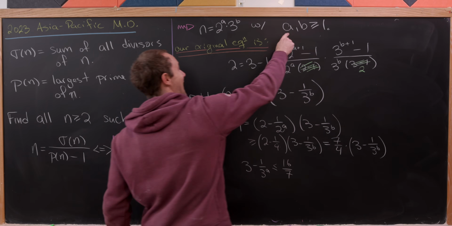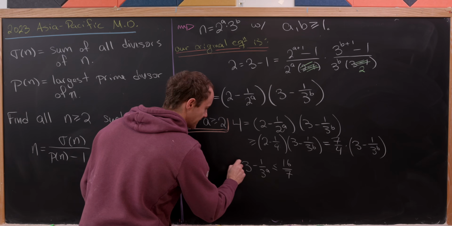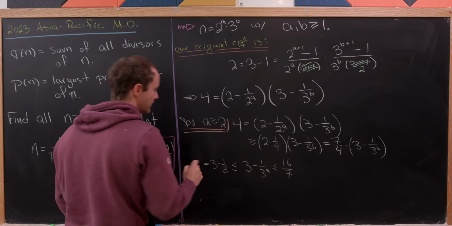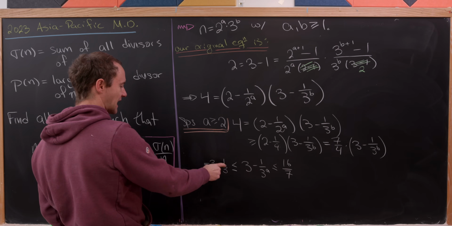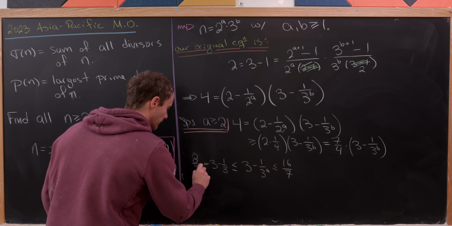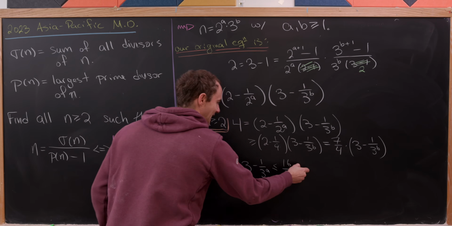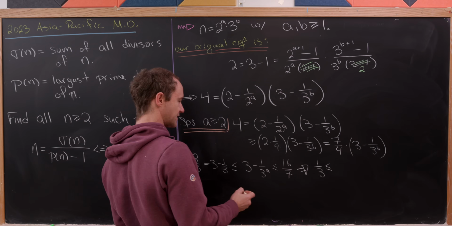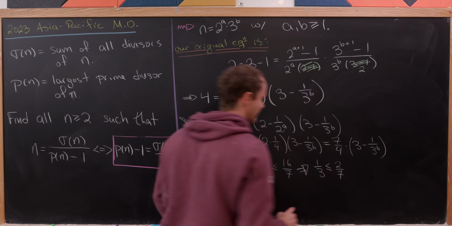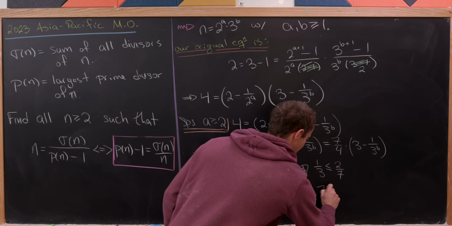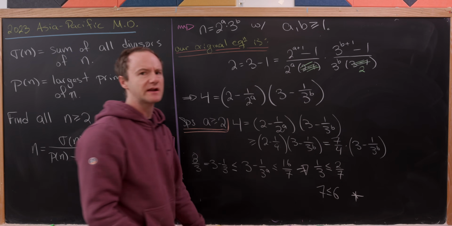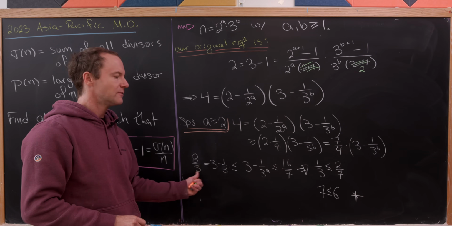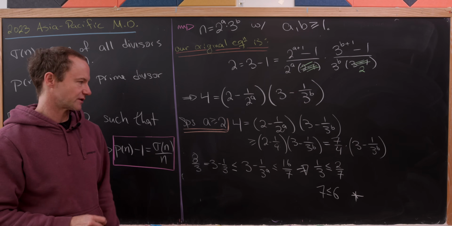But now, since b is bigger than or equal to 1, we know that this 3 minus 1 over 3^b is bigger than or equal to 3 minus 1/3. But 3 minus 1/3, let's see, that's going to be 9/3 minus 1/3. That's going to be 8 over 3. But now we can divide both sides by 8 here, and we'll see that that means that 1/3 is less than or equal to 2 over 7. But observe, that means that 7 is less than or equal to 6, so that pretty clearly gives us a contradiction. We obviously had a contradiction at this line right here, but it's nice to take it all the way just to see how absurd this is.